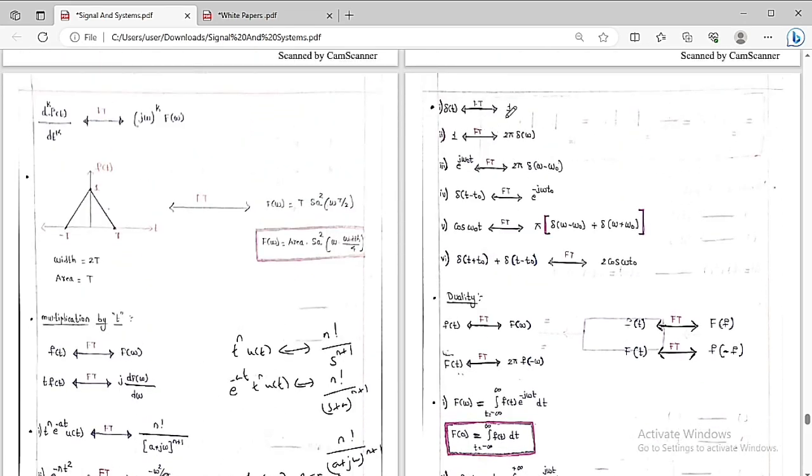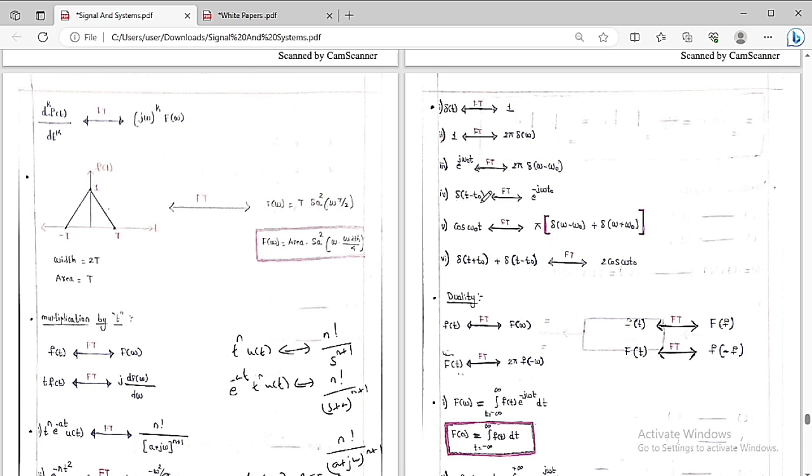So now same thing here. For delta, the Fourier transform is 1. For 1, the Fourier transform is 2 pi into delta of omega. For e to the power of j omega naught t, just now we have discussed, right? For e to the power of j omega naught t, the f of t is 1. So replace omega by omega minus omega naught. So 2 pi delta of omega minus omega naught.